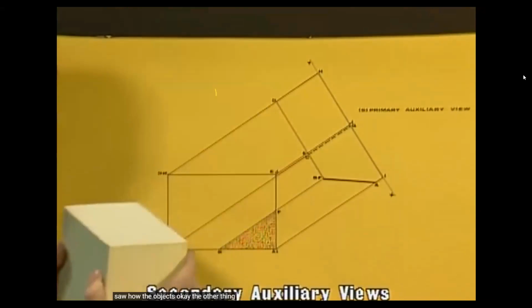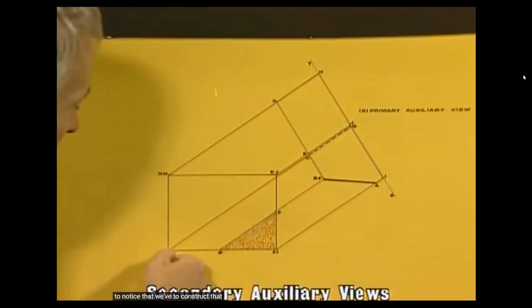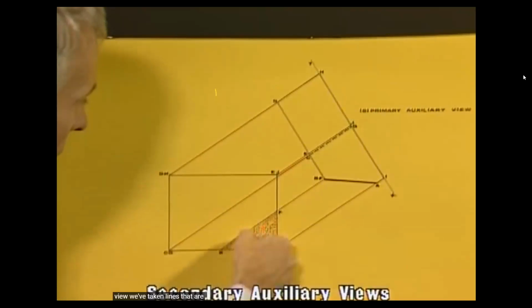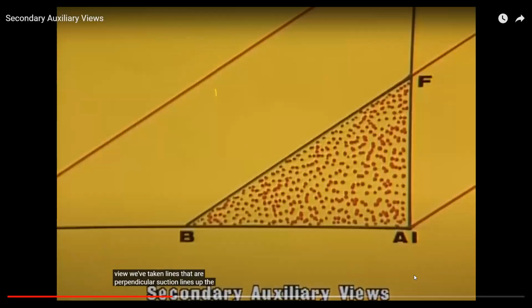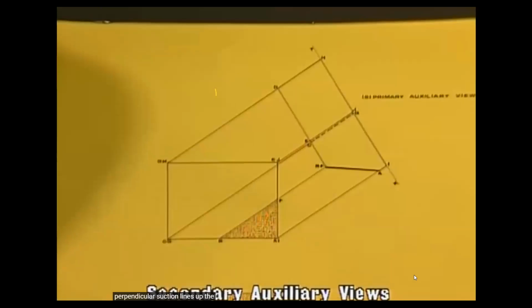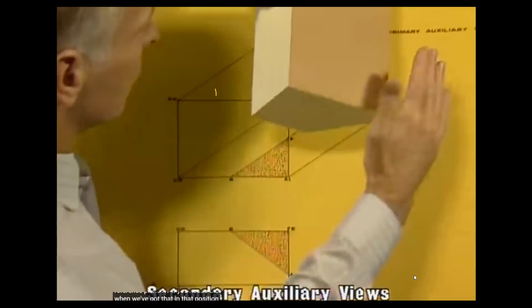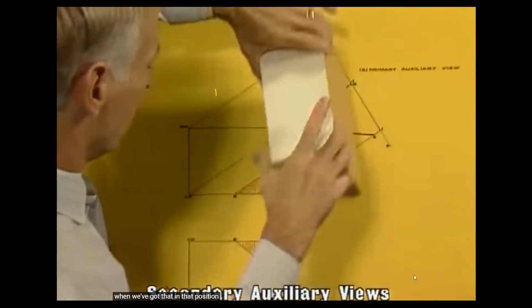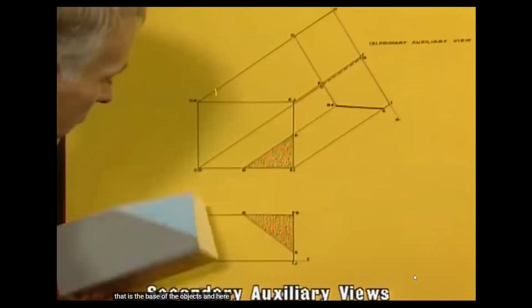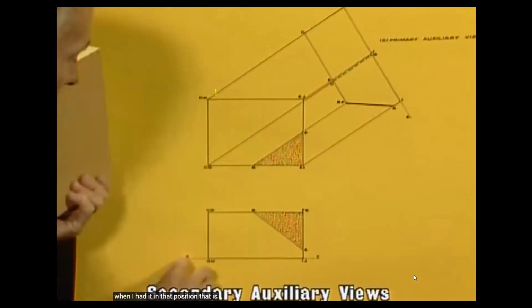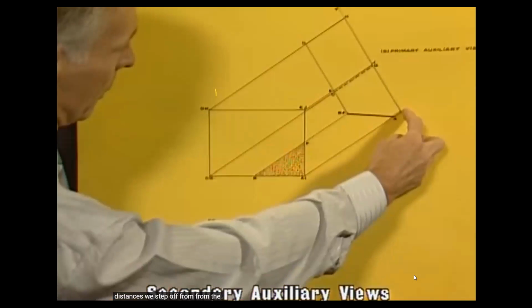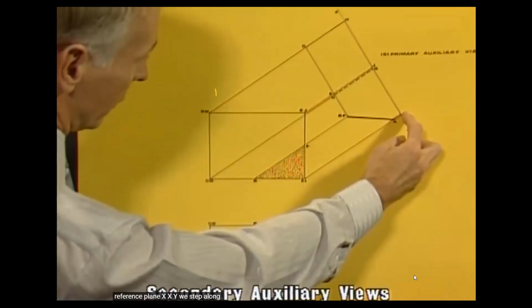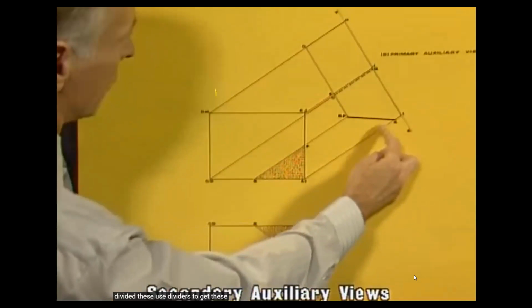Okay, the other thing to note is that to construct that view, we've taken lines that are parallel with this line BF. So we've taken these construction lines up. The distances we stepped off relate to this reference plane XY. If you notice that when we've got that in that position, that is the base of the object. And here, when I had it in that position, that is the base of the object as well. So the distances we step off from the reference plane XY, we step along, we divide these, use dividers to get these distances from the plane X bar, Y bar.